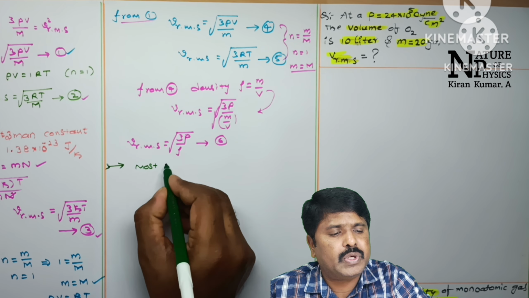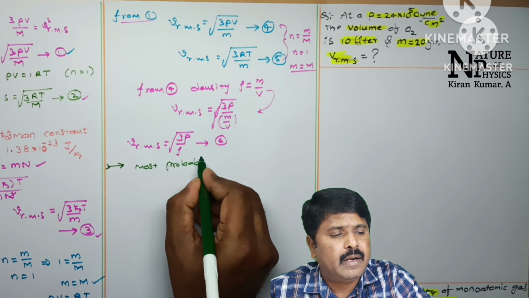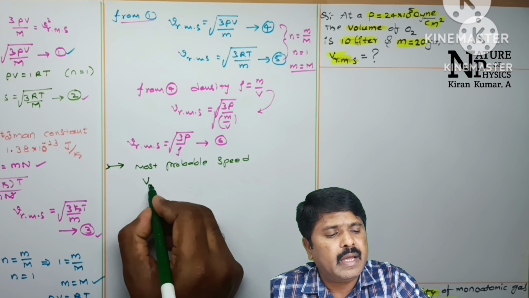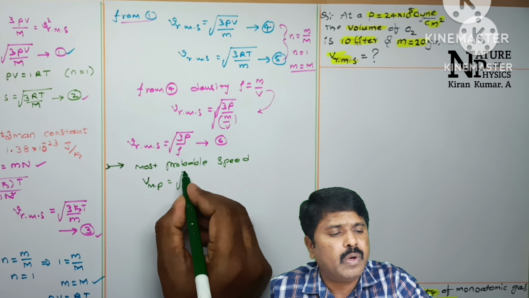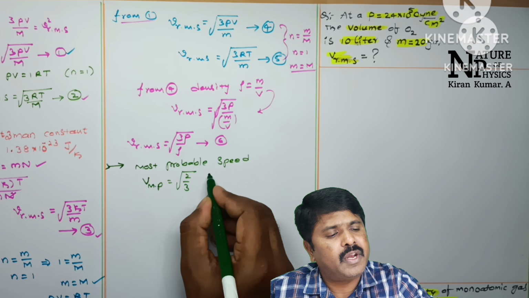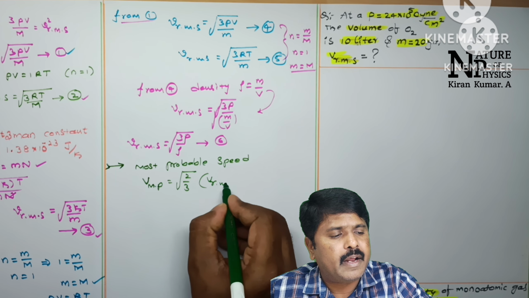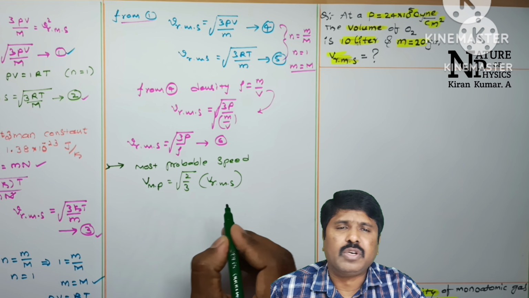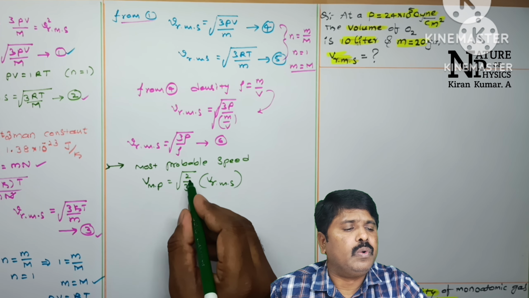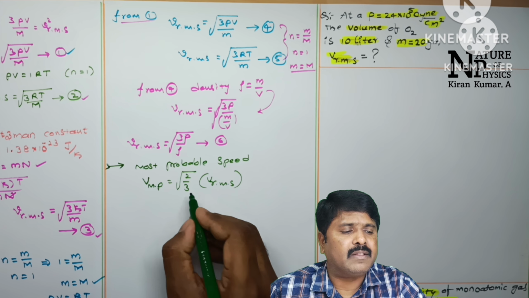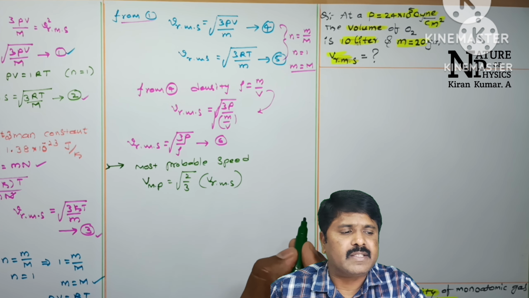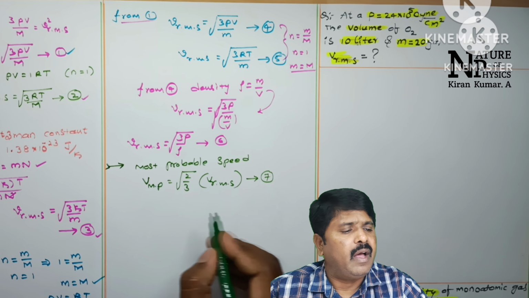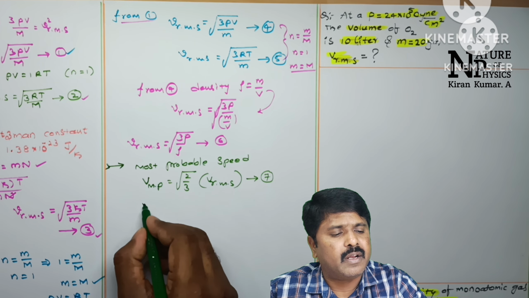Most probable speed VMP is equal to root over 2 divided by 3 into VRMS. VRMS means root mean square speed. So that most probable speed is root over 2 by 3 times the RMS velocity. Okay, now I can write this as equation number 7. Already I gave you the VRMS value there.